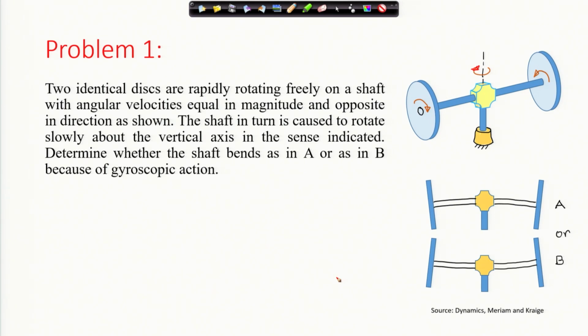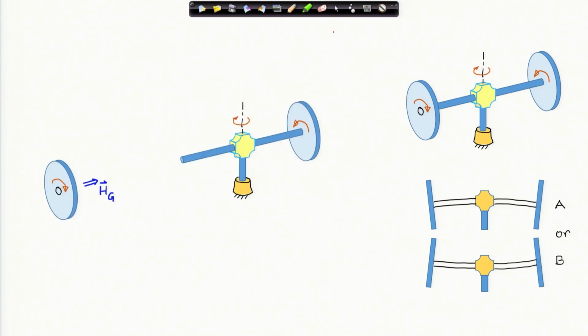Determine whether the shaft bends as in A or as in B because of gyroscopic action. Because of gyroscopic action, does the shaft have a tendency to bend as in A or as in B? This is a problem from the book of Meriam and Craig. I look at one of the discs separately.